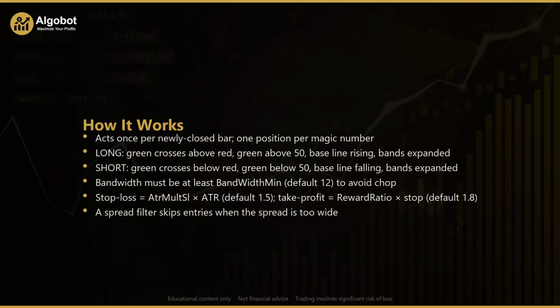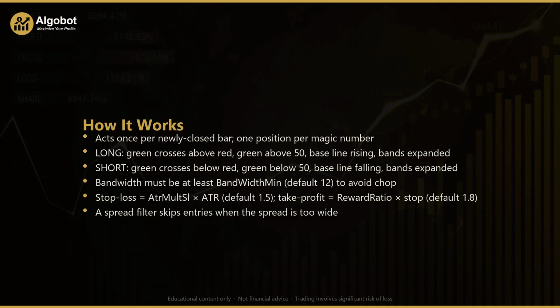Now let's walk through the exact logic, step by step. The expert advisor only evaluates its rules once per newly closed bar, so it is patient and it never reacts to a half-formed candle. Before it even considers a trade, it checks 2 housekeeping conditions. First, if a position is already open under its magic number, it stands aside because it holds only one position at a time and lets the bracket manage the exit. Second, if the current spread is wider than the maximum allowed points, it skips the bar to avoid trading in poor conditions.